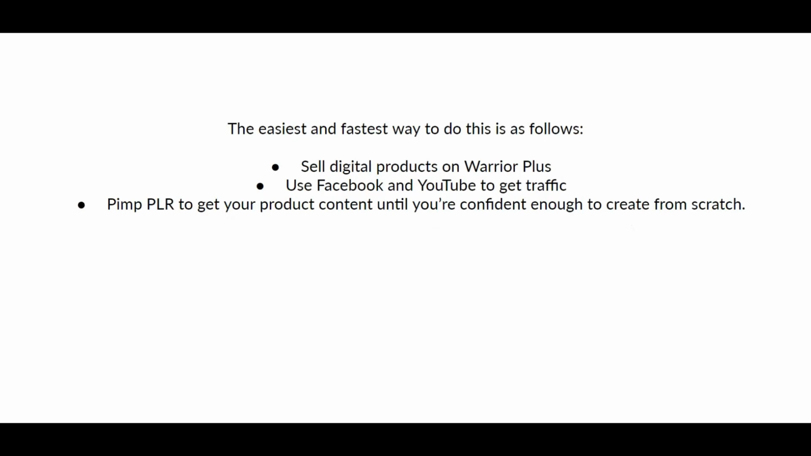So the easiest and fastest way to do this is sell digital products on Warrior Plus, use Facebook and YouTube to get traffic, and pimp some PLR to get your product content until you're confident enough to create from scratch. Now, we're going to go through Warrior Plus in a second, but to begin with, Facebook. I've mentioned this before, but in case you've missed the training, you need to start friend requesting people on Facebook who are potential buyers.